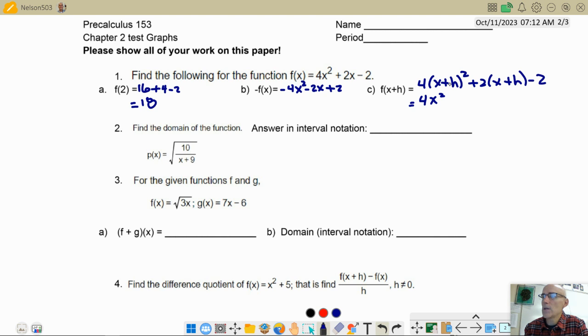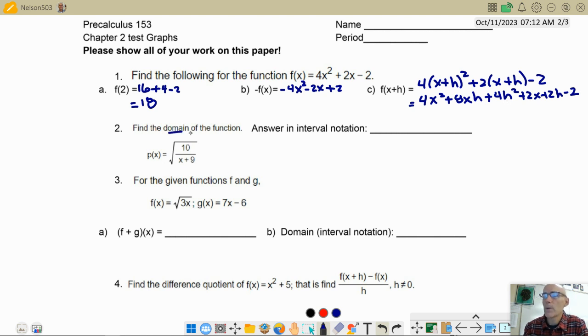So x times h, 2 times that is 2xh, and then multiply that by 4, because we have to distribute the 4 through. We're going to get 8xh. Then we're going to square the h and multiply that by 4, so I get plus 4h squared. And now I have to distribute the 2 through, so I get 2x plus 2h, and then I have a minus 2 on the end. I don't think there are any like terms in there, right? So that's the way we need to leave our answer. It's a fairly lengthy answer, but it is what it is.